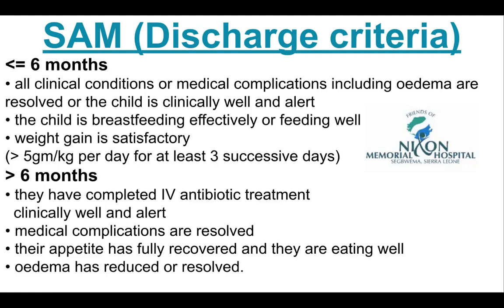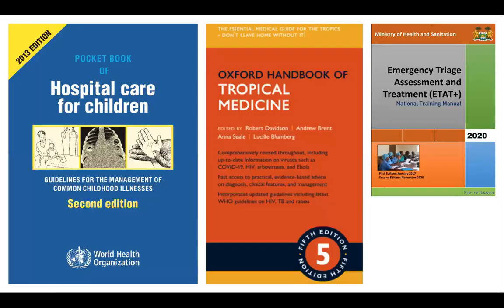For patients more than 6 months, we need to make sure they have completed IV antibiotic treatment and are clinically well and alert, medical complications are resolved, appetite has fully recovered and they are eating well, and edema has reduced or resolved. So these are the supplements you can read about for malnutrition.